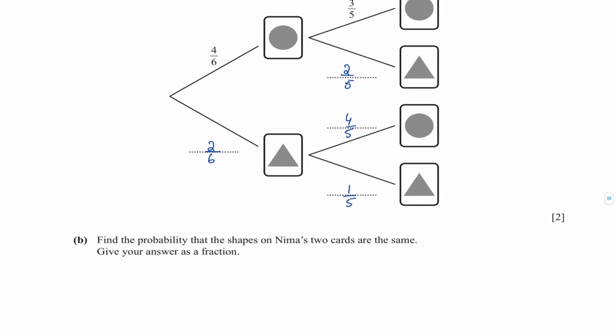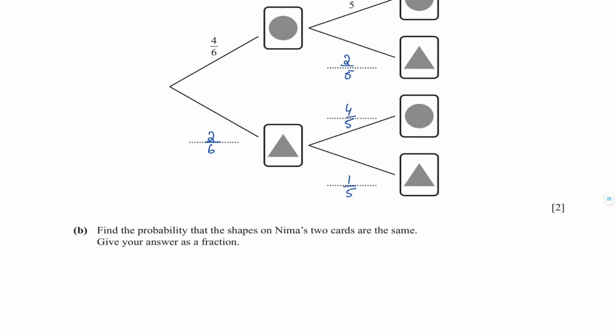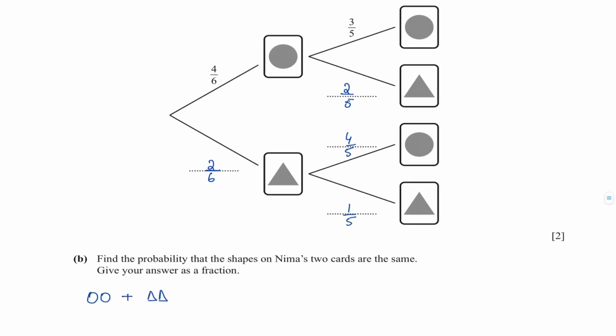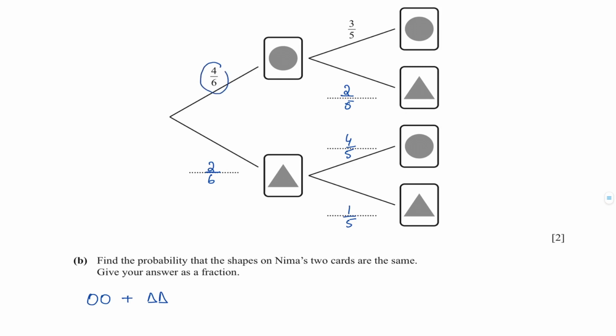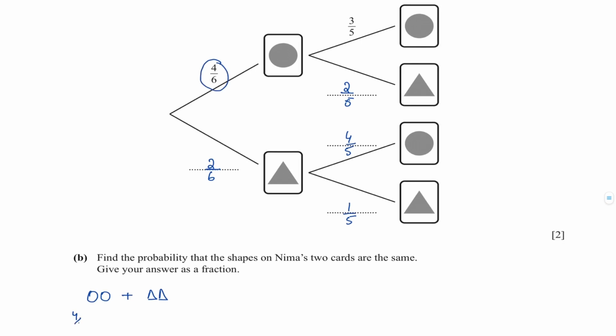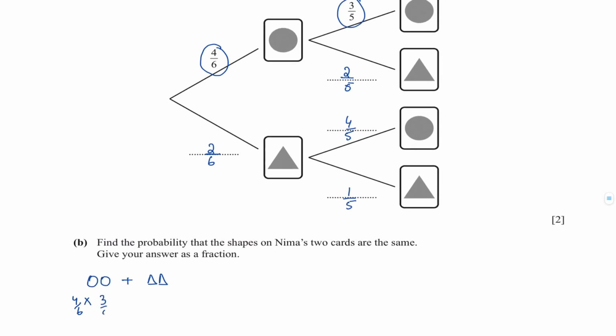Now let's see what the question says now. Find the probability that the shapes on Nima's 2 cards are the same. So this can happen 2 ways. Either she gets both of them as circles, or both of them can be triangles. So what's the probability of drawing a circle in the first attempt? It's 4/6, and in the second attempt is 3/5.